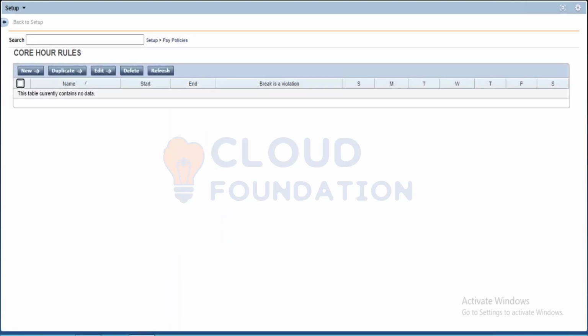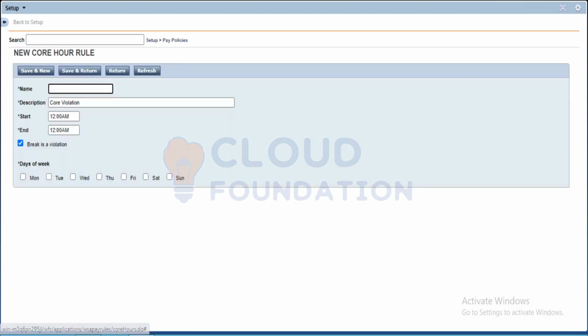So what is core hours? It defines rules or time ranges that employees are expected to work. Like this employee's core hour means they have to work 8 hours on these days. Only then they'll get paid for what they work. So that is core hours.